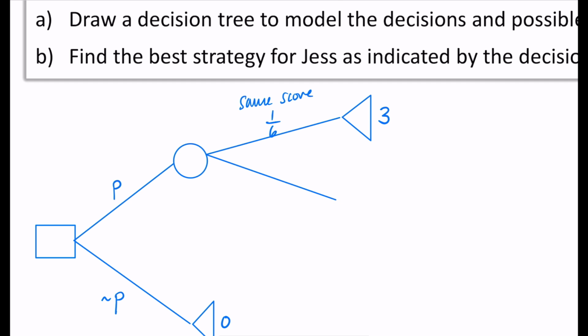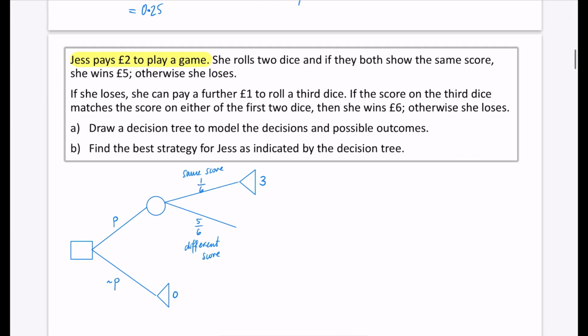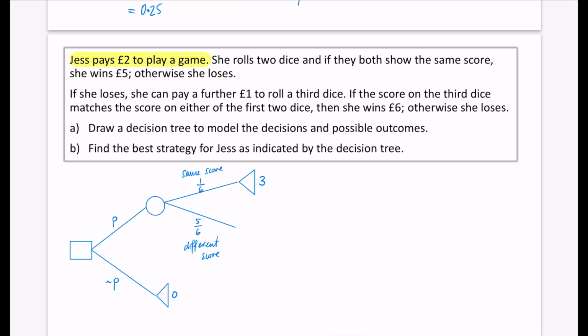So the next thing is going to be if they have a different score, which is going to be a probability of 5/6. Notice how I'm not even reading the whole question. I'm just wanting to get information down onto the page as soon as I can. Now, if she loses down at this point, there's going to be some other things that happen. If it was the end of the game, I would draw a triangle and I would just say, if it's a different score, she has lost 2.